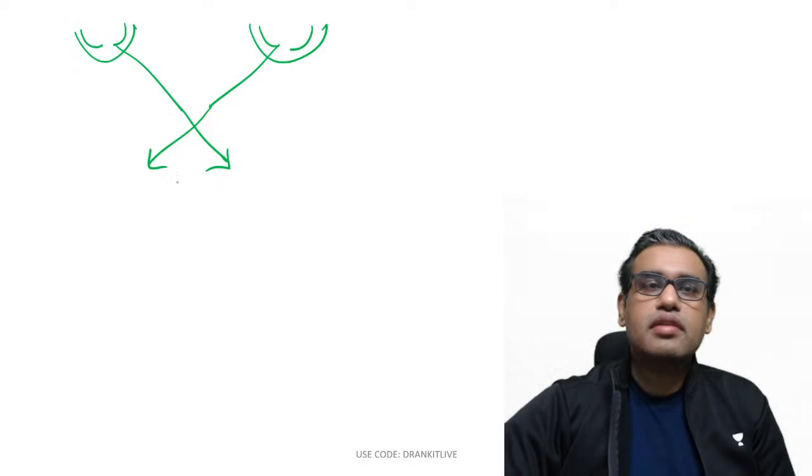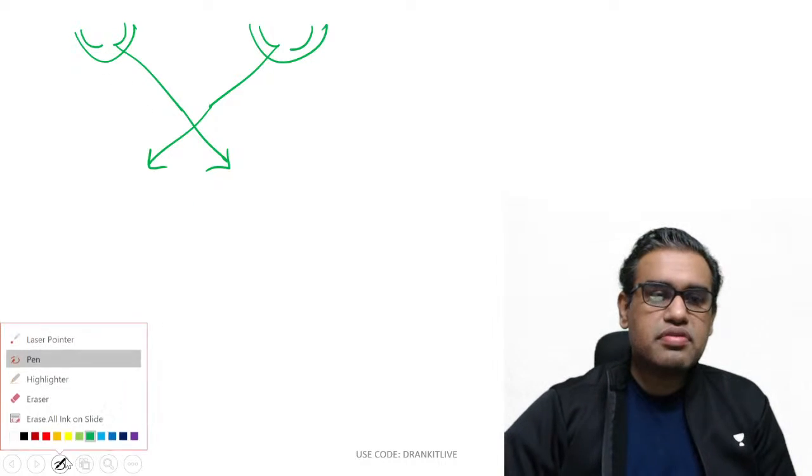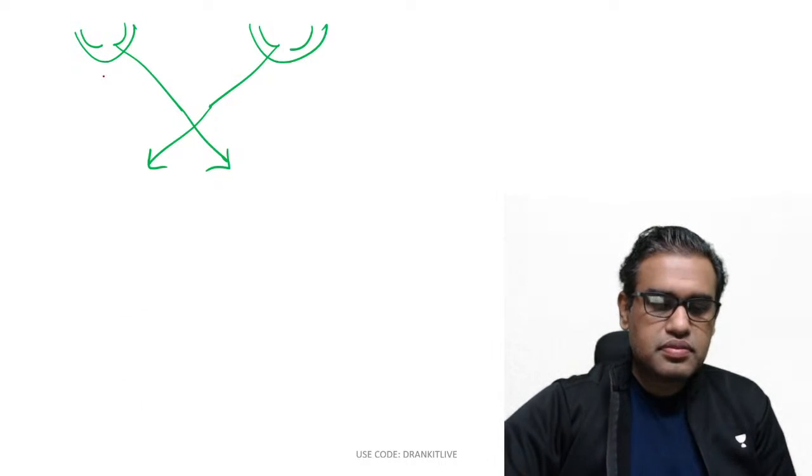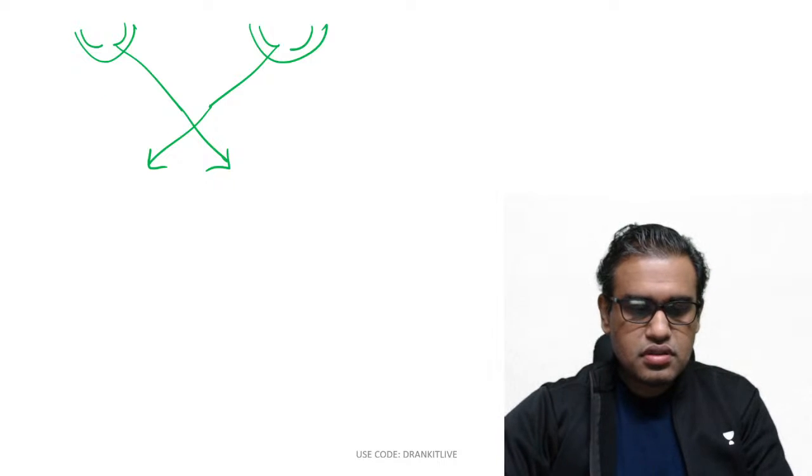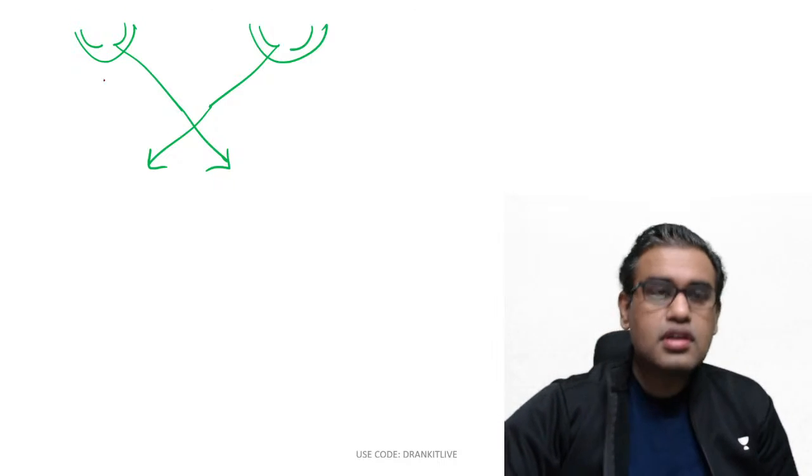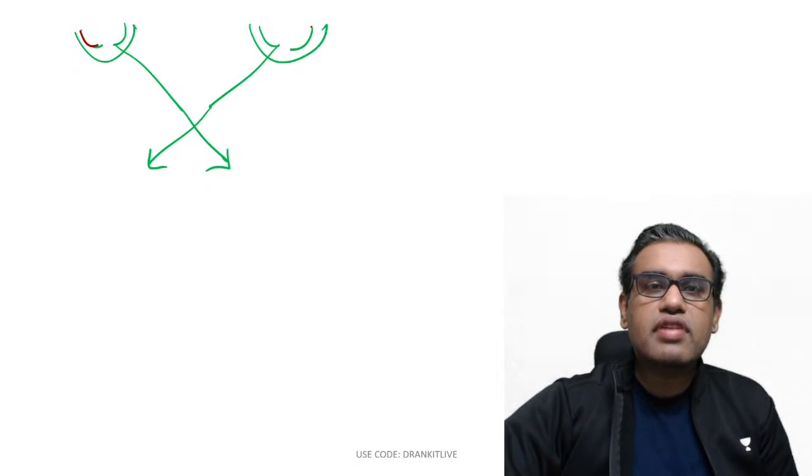Now understand this particular question. These are your two eyes. This is the retinal fibers. These are the nasal retinal fibers. They will cross. And this is the temporal retinal fibers. They will be on the same side.